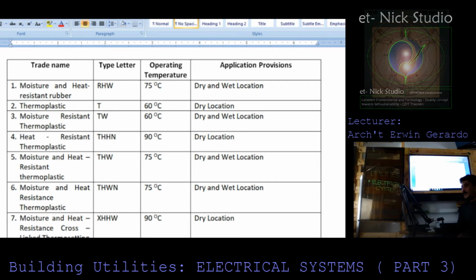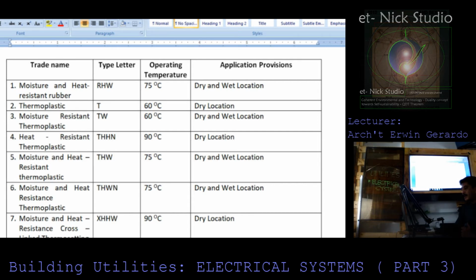Number four, we have heat resistant thermoplastic. Its letter type is THHN, having operating temperature of 90 degrees Celsius. It is used in dry locations. Number five, we have the moisture and heat resistant thermoplastic. It is abbreviated as THW, having operating temperature of 75 degrees Celsius. It is used in dry and wet locations.